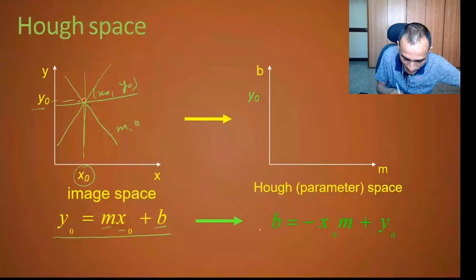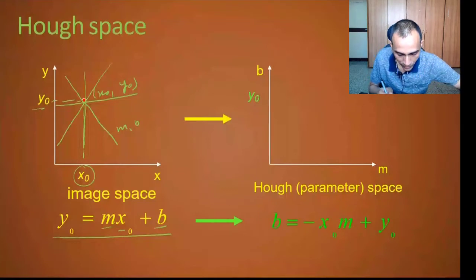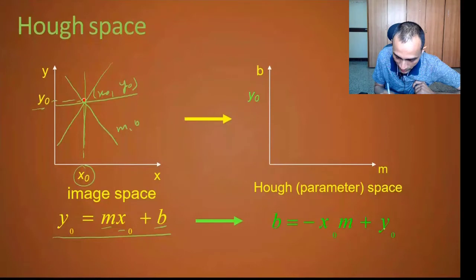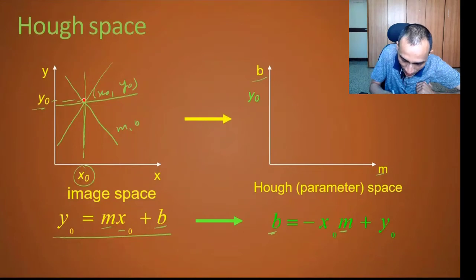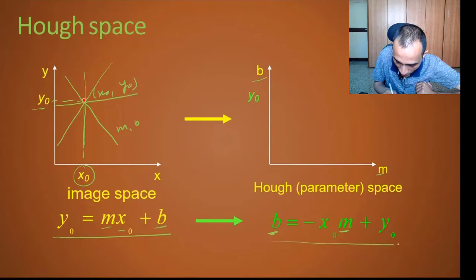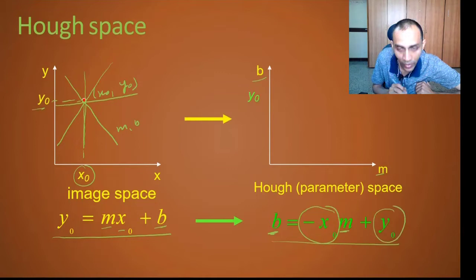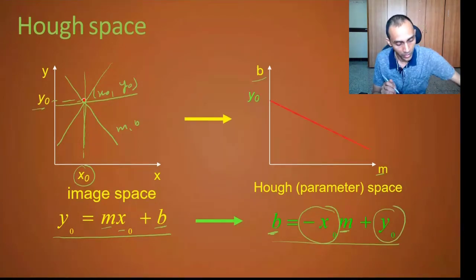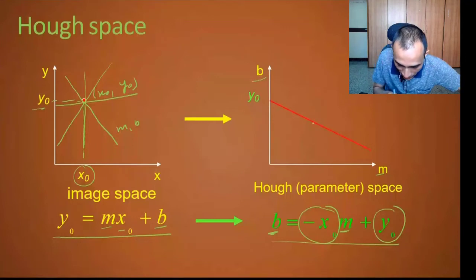Now we can rearrange this equation as b equals minus x naught m plus y naught, which is again a straight line equation, but now we look at it in a parameter space where m and b are the actual coordinates or variables. So in parameter space, if you want to draw this line, it will be a straight line with a slope of minus x naught and an intercept of y naught. So this will basically represent a straight line equation in the parameter space, with a slope of minus x naught and an intercept of y naught.